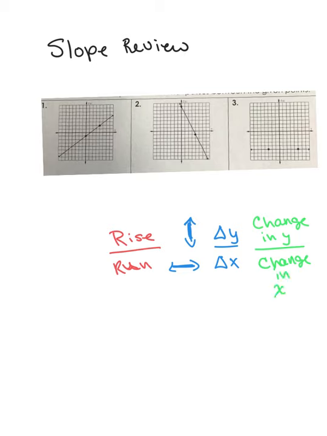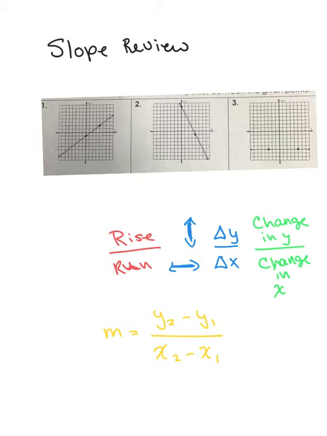And if you think about change, like when you go to the store, change is just subtraction. So the change in y is where we subtract our y's, and the change in x is where we subtract our x's. And this is how we talk about slope, when we do y2 minus y1 over x2 minus x1. And this is how we're going to represent our slope.